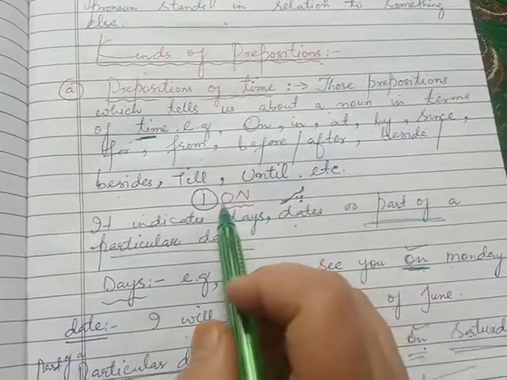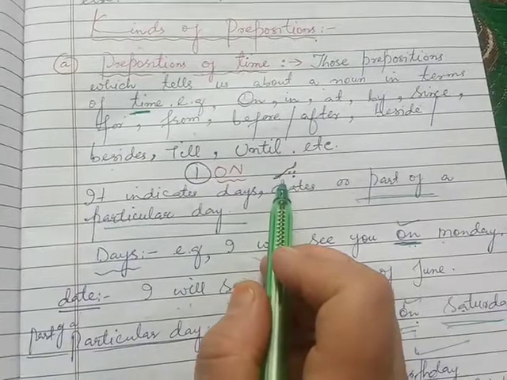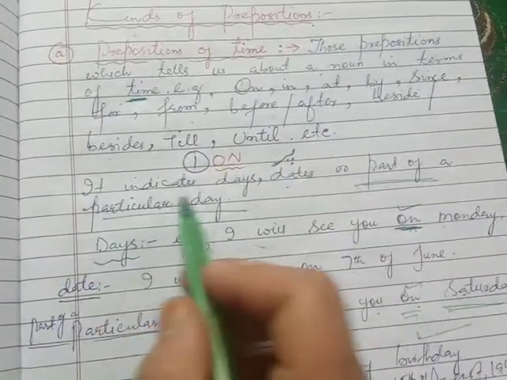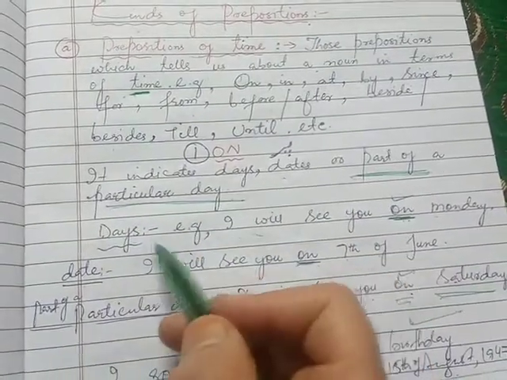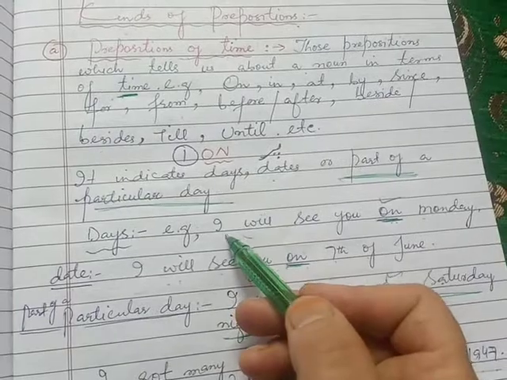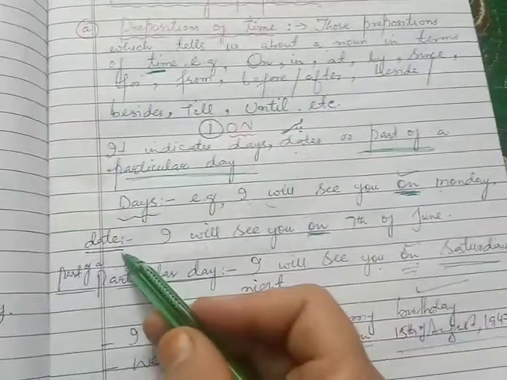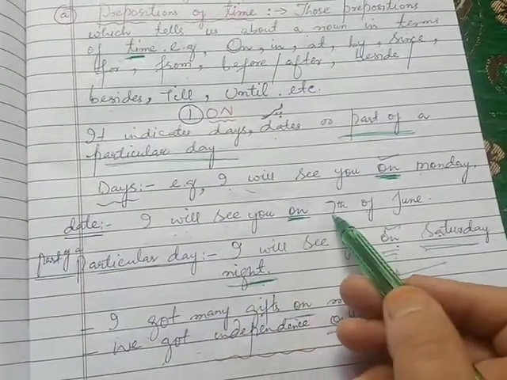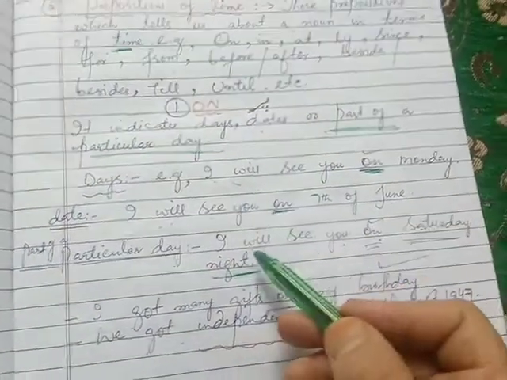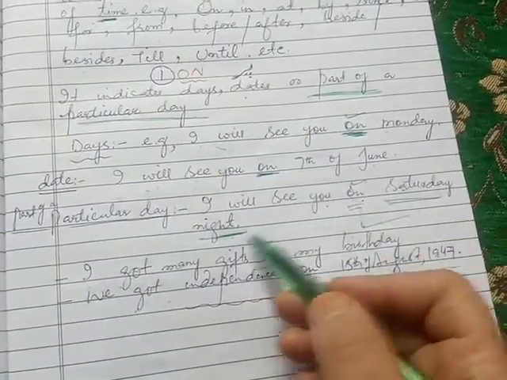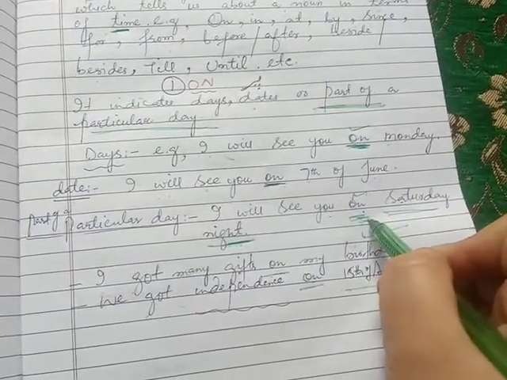First of all, we will discuss "on". We will discuss these prepositions one by one. First, "on" means "par" in Urdu. It indicates days, dates, or part of a particular day. In case of days: I will see you on Monday. In case of dates: I will see you on 7th of June. As a part of a particular day, again "on" is used. For example, I will see you on Saturday night.